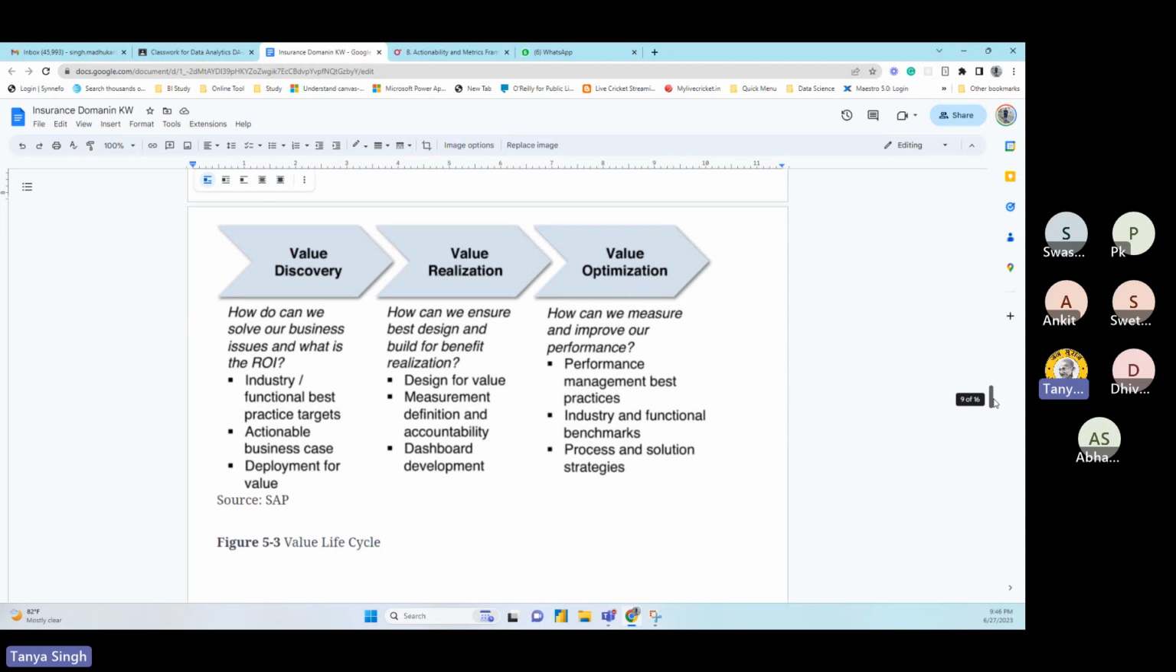So, all right. The second thing is also very important. They're talking about the value life cycle, right? First, definitely the discovery phase, and they decide what would be the return on investment and all that. Then they design for value realization, right? And then it goes for optimization, like how much better they can get out of that. And you follow that same process pretty much everywhere, right?